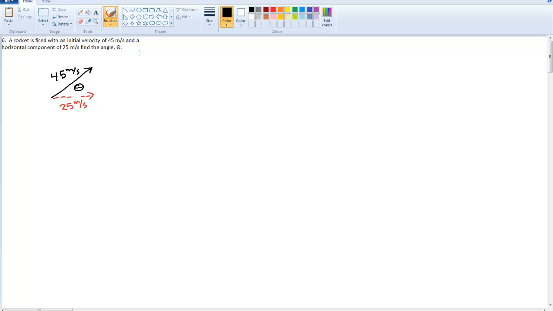And yes, you have to look at sine, cosine, or tangent. Which one uses the adjacent and the hypotenuse? That would be the cosine. Cosine of an angle is equal to the adjacent divided by the hypotenuse. So the cosine of an angle is equal to 25 divided by 45. So if I want the angle, I have to take the inverse cosine of 25 divided by 45. And that's going to be number 6.